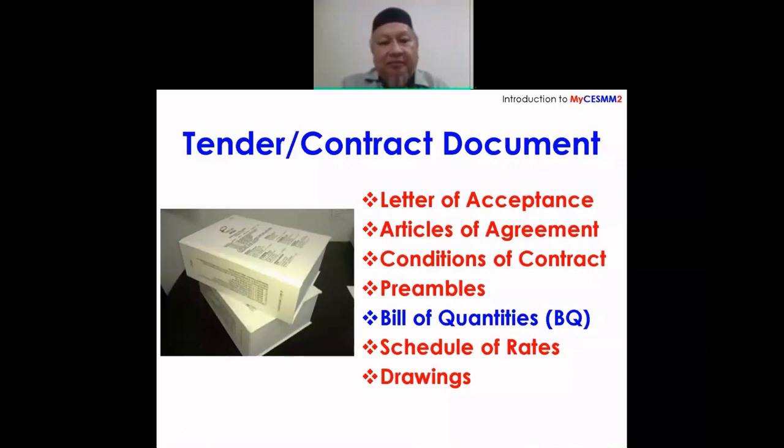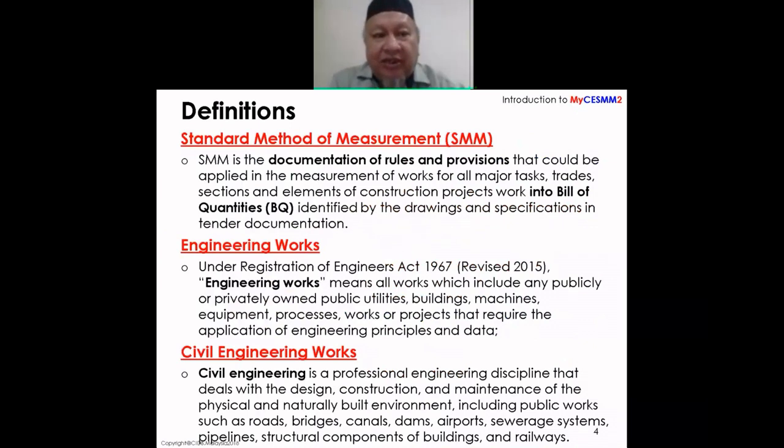how we describe our BQ, how we prepare our BQ, and so on. So next, by definition, standard method of measurement or SMM is a documentation of rules and provision into BQ, identified by drawings and specification. That is the general definition for SMM. Whereas engineering works means all building, machine, equipment, processes, works or projects that require the application of engineering principle and data. That is engineering works.